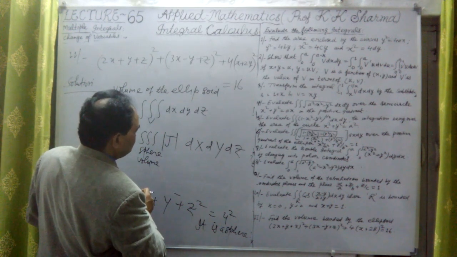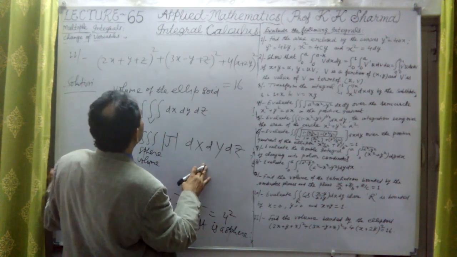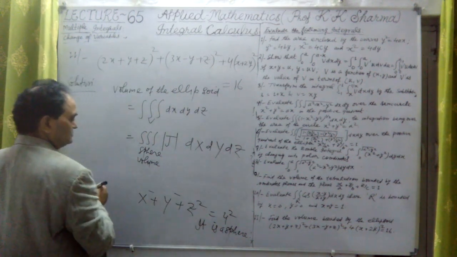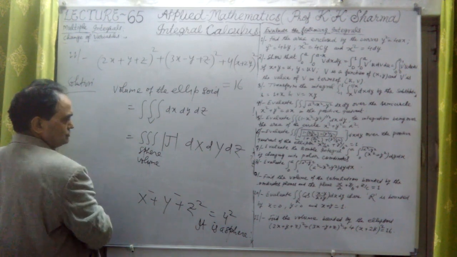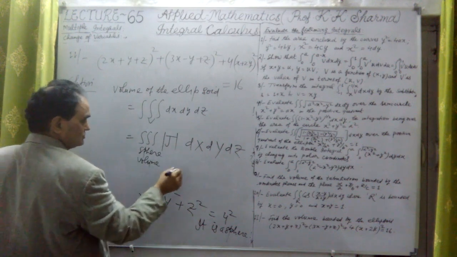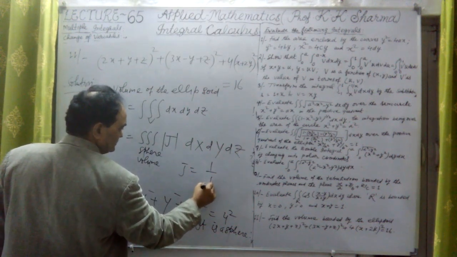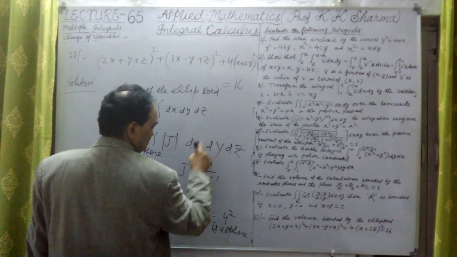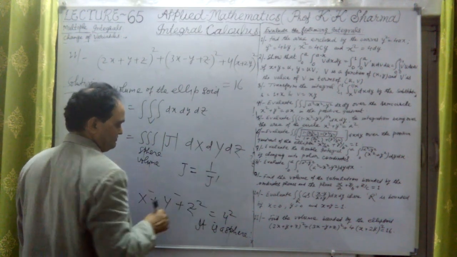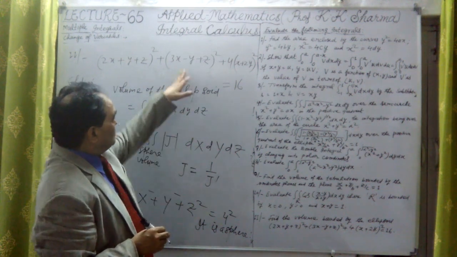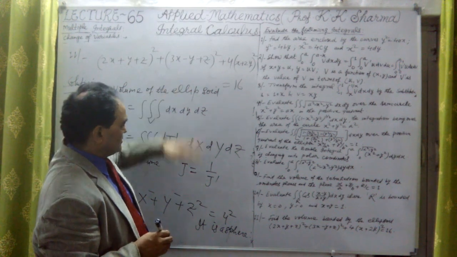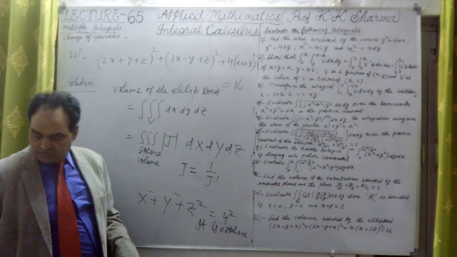So what is that value? We have to find this with respect to that. That is, J will be equal to 1 over J dash. But this is J dash here. First let me find out J dash, because this is dF by dy. This value J is to be calculated.